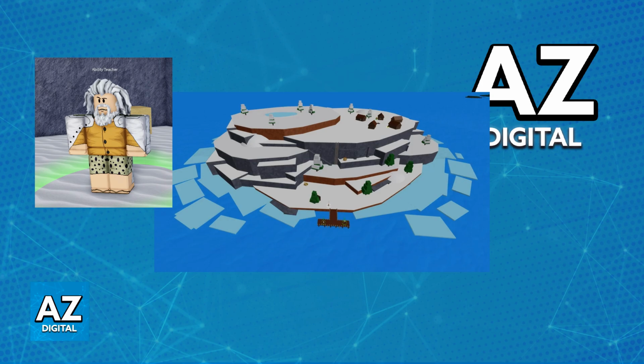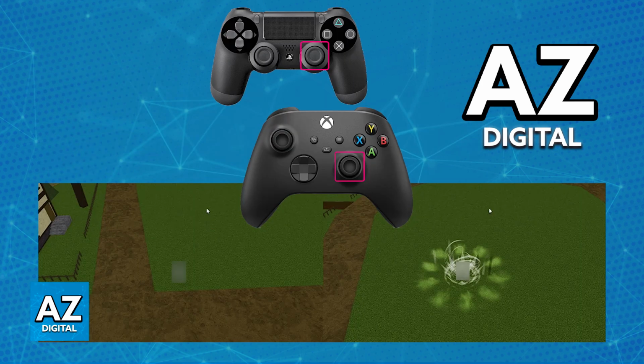The specific button that you need to press on a controller is going to be the right stick. So as you can see highlighted here for Xbox and PlayStation controllers, this is what you have to press.